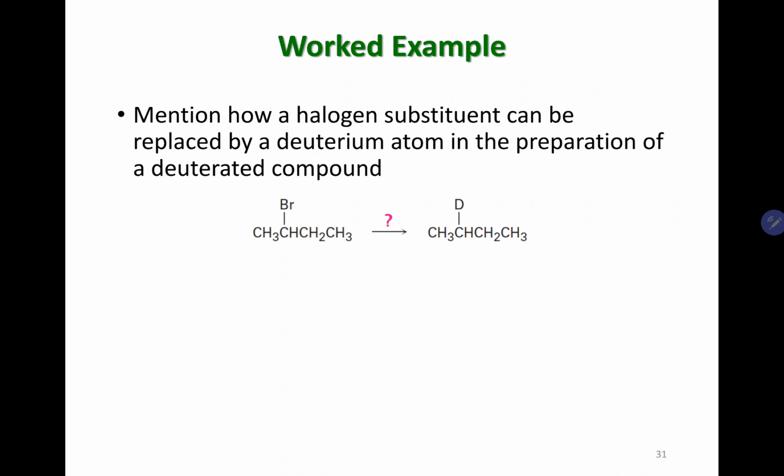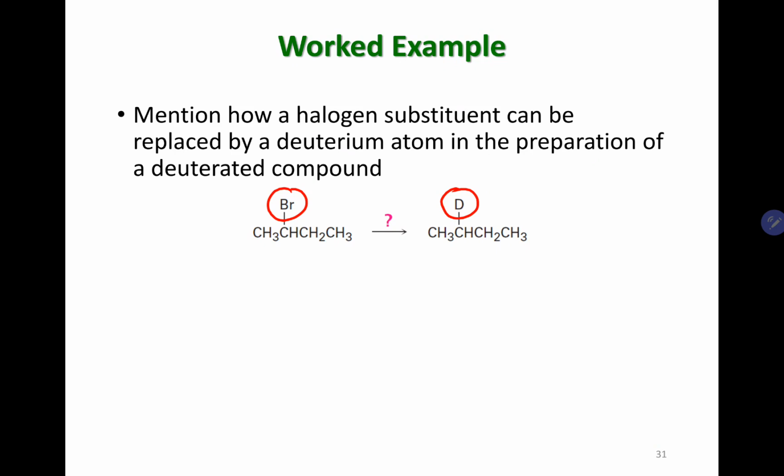All right, so in this worked example, you need to mention how a halogen substituent or alkyl halide can be replaced by a deuterium atom. So you are going to replace this halogen with a deuterium. And how do you do this? Deuterium is basically just like hydrogen. It is an isotope of hydrogen.